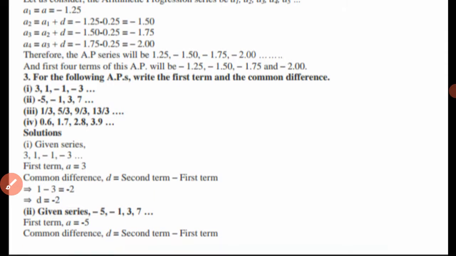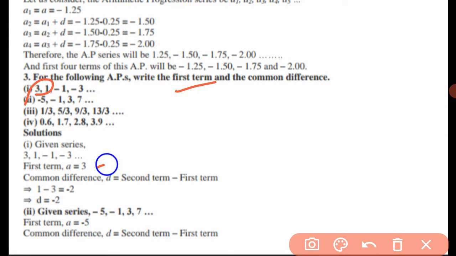Now after this, see question number 3. In question number 3, for the following APs, write first term and common difference. So in first part we have given 3, 1, minus 1 and minus 3. Now for finding d, means common difference, first we can find the first term. So first term, in first part we have 3. So first term is 3.